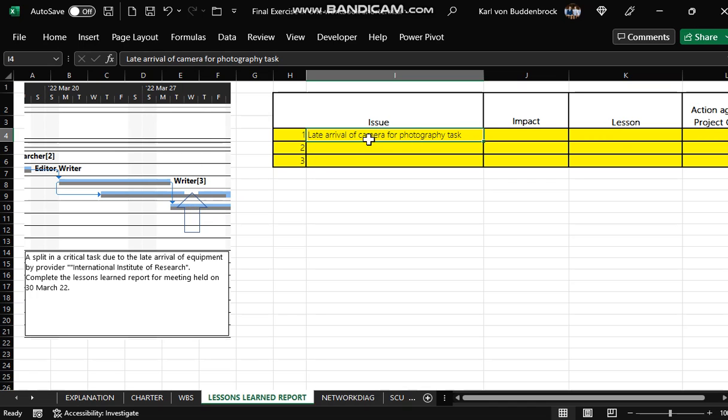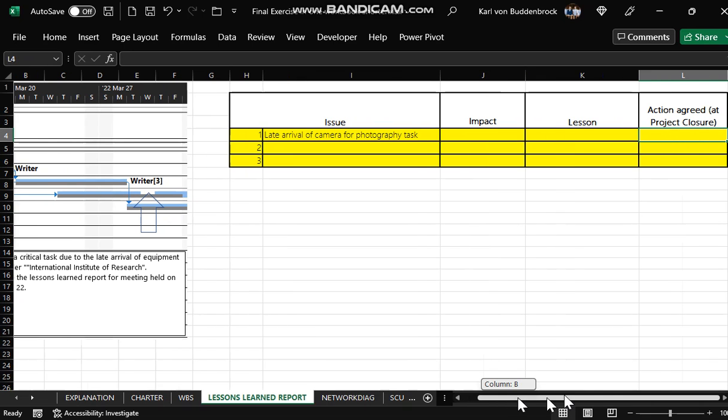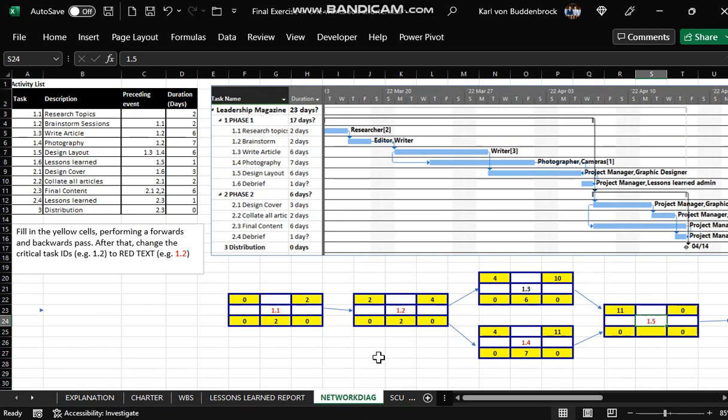Late arrival of a camera for the photography task, you need to add more. Yeah, I want to know about the impact it'll have, the lessons you've learned, and also the actions for project closure, so those in future can learn. The arrow diagram is very straightforward. I've got some answers here already.